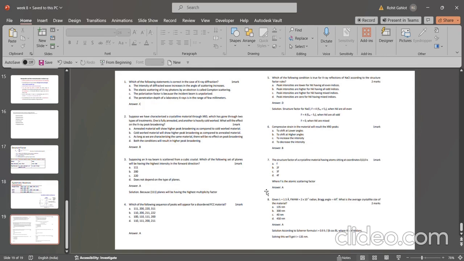Okay, so let's move to the problems. Which of the following statements is correct in X-ray diffraction? The intensity of the reflected wave increases with the angle of scattering. Increase is wrong. The elastic scattering of X-ray photons by an electron is called Compton scattering. Okay, C: the polarization factor is based on the fact that the incident beam is unpolarized, so C is the correct answer.